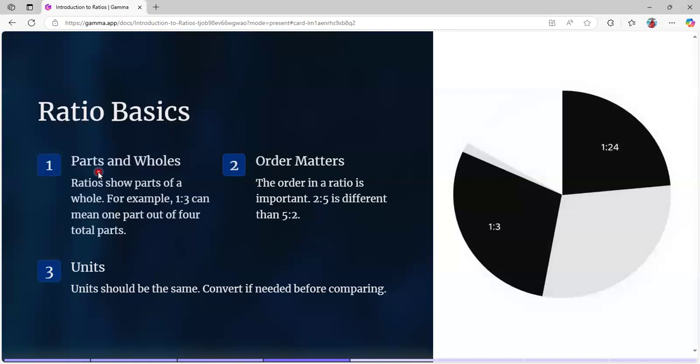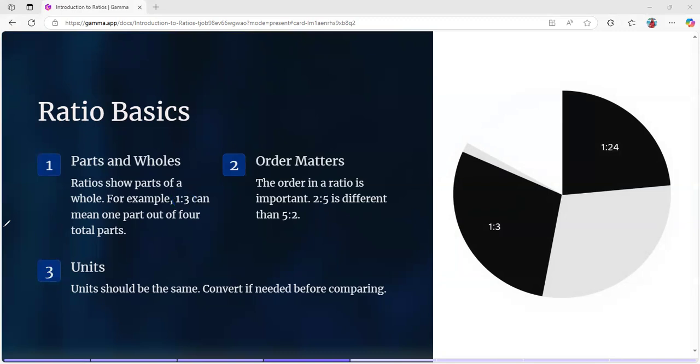Ratio is comparing between parts and wholes. Part and whole, for example, 1 to 3 means one part out of 4 total parts. Okay, this is the number of total parts. If we add 1 and 3, we can get the total parts. 4 total parts are going to be 4. So we can compare between part and whole by using ratio.